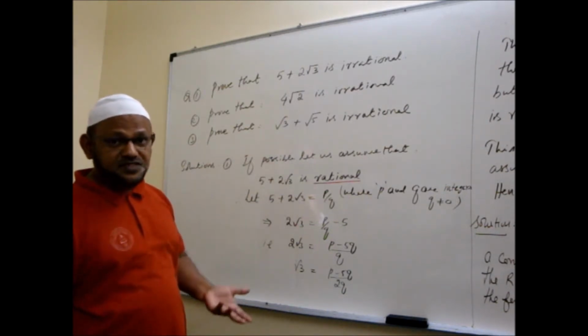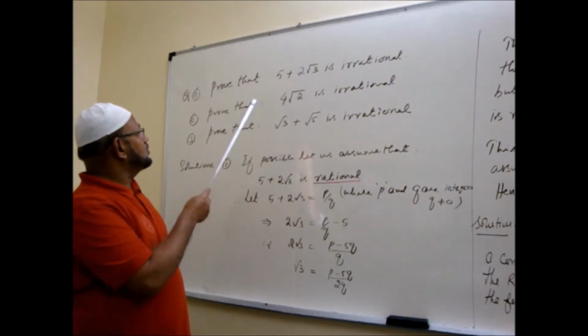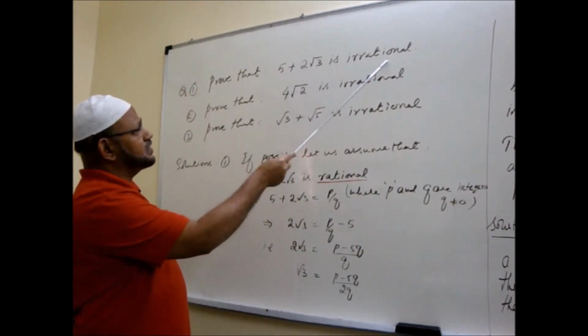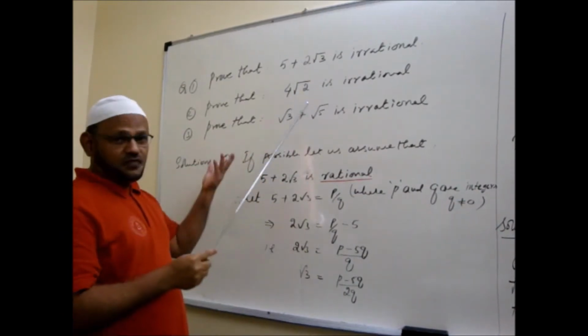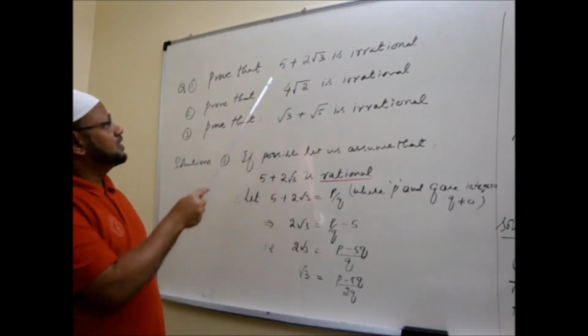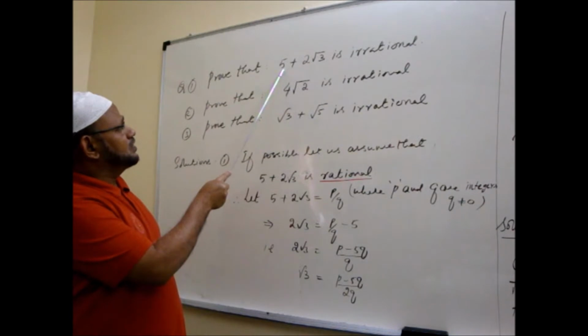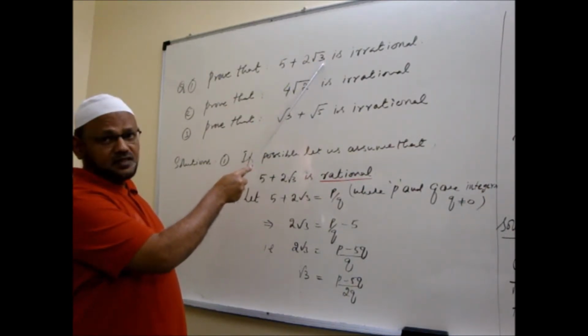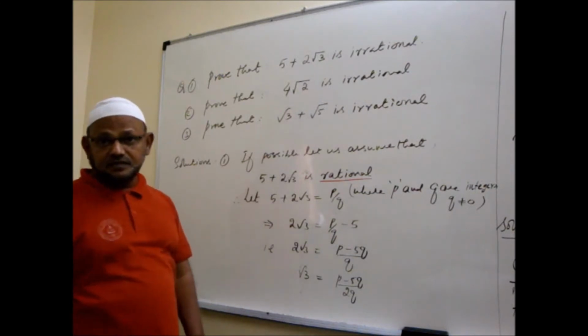What I mean by mixed irrational number? See this one. Prove that 5 plus 2 root 3 is irrational number. Of course it is irrational, because this 5 is rational number, 2 is rational number, root 3 is irrational number. So you learned in class 9th.